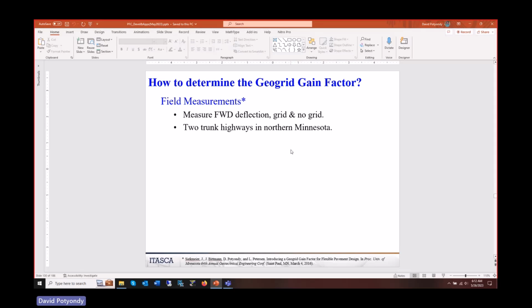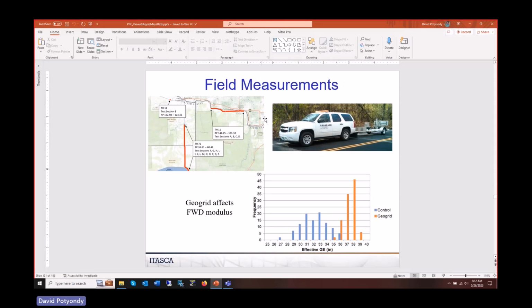The first question is, well, why don't you just get field data? And the answer is yes, they can get field data, and they've got some field data, but at best it gives us a qualitative indication. So what they do, this is super cool. They do a falling weight deflectometer test.